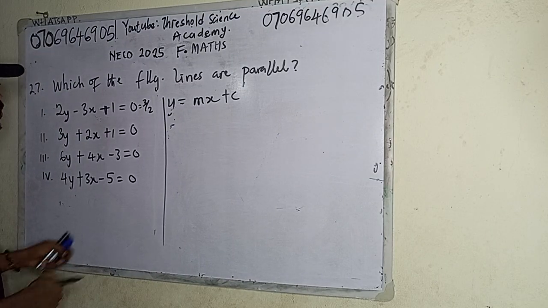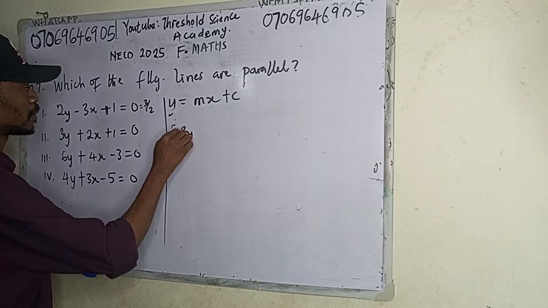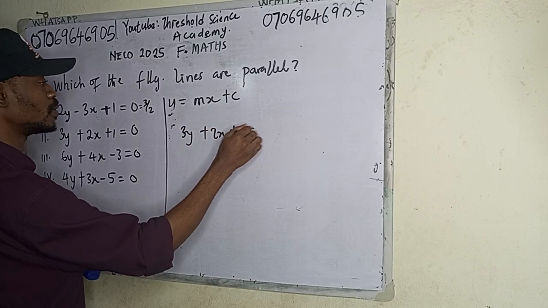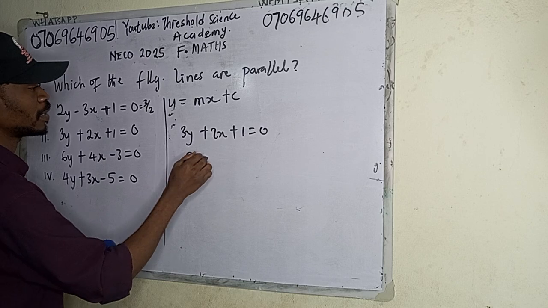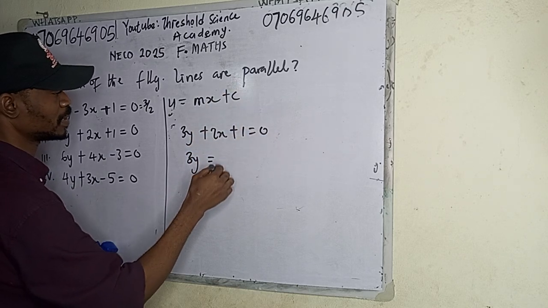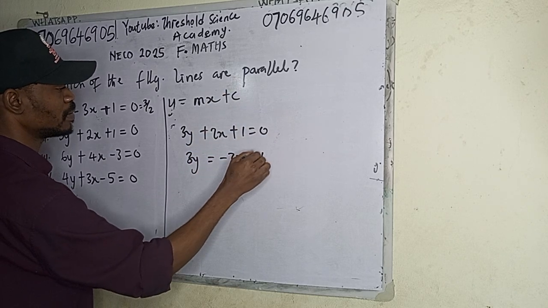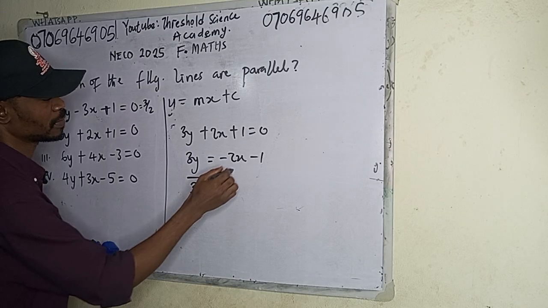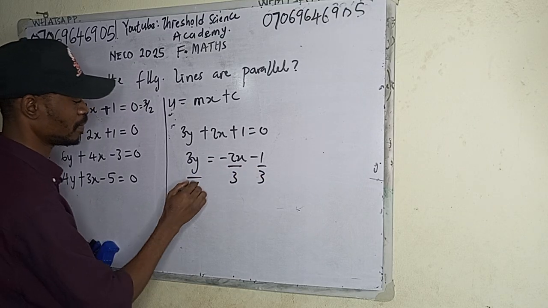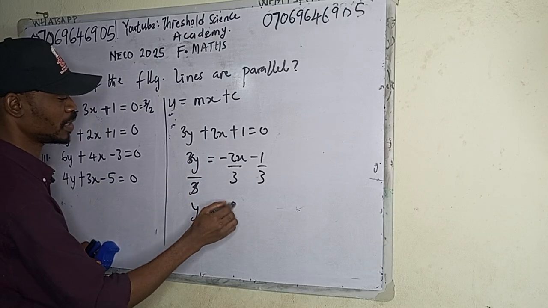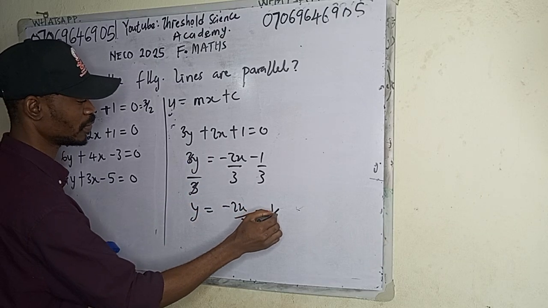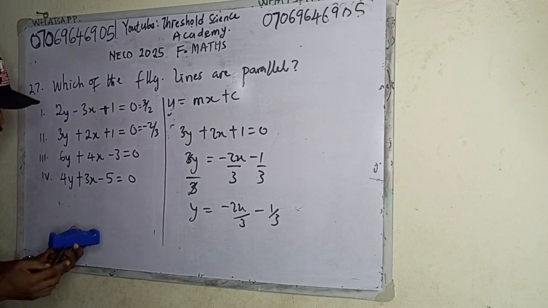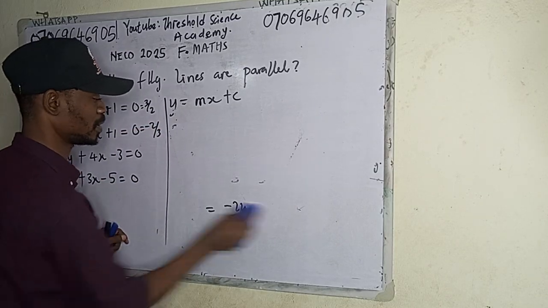Second equation, I have 3y plus 2x plus 1 equals 0. So I have 3y equals, transfer everything to the other side, I'm going to have minus 2x minus 1. Divide both sides by 3. And y is going to be equal to negative 2x over 3 minus 1 over 3. So the slope here is negative 2/3. Okay, and I'm moving to the next equation.